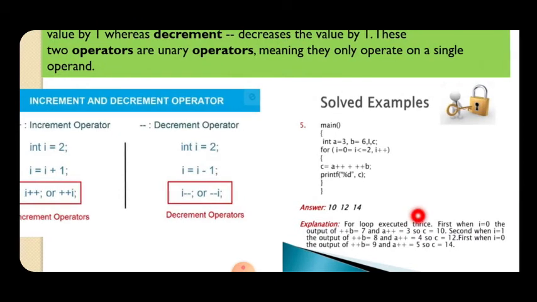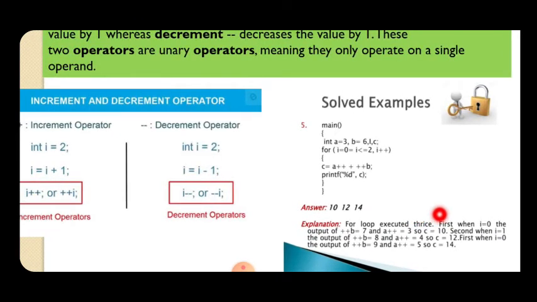The for loop is executed thrice. First, when I is equal to 0, the output of plus plus B is 7 and A plus plus is 3. So C is equal to 10. Second, when I is equal to 1, the output of plus plus B is 8 and A plus plus is 4. So C is equal to 12. Third, the output of plus plus B is 9.